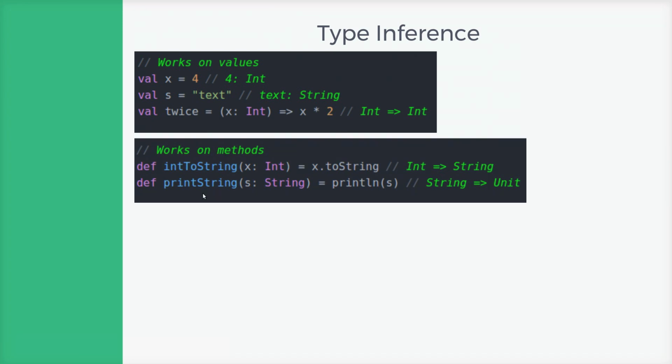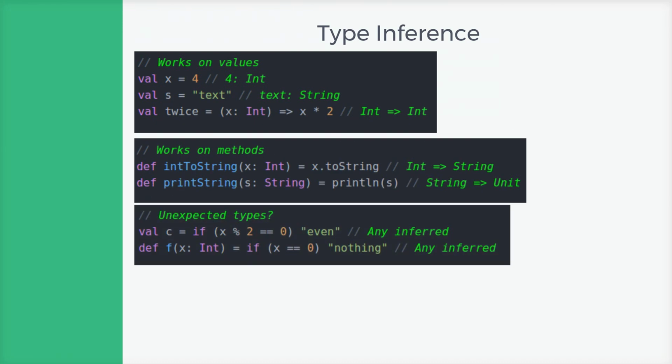Type inference can also work in methods. For example, defining a method that takes an integer and returns the hexadecimal representation of this integer, the compiler is detecting that the result should be a String. This is very useful. Also, when we are trying to print a string to the standard output using the println method, the compiler is detecting that we are returning nothing, no useful value, so the result is Unit. As I told you, it's similar to void in Java.